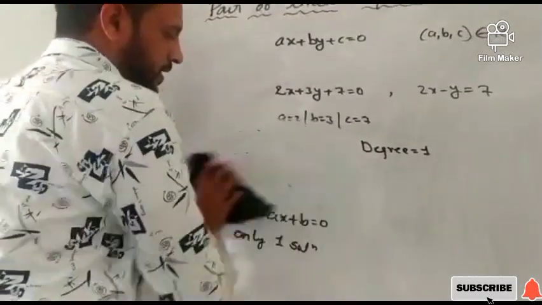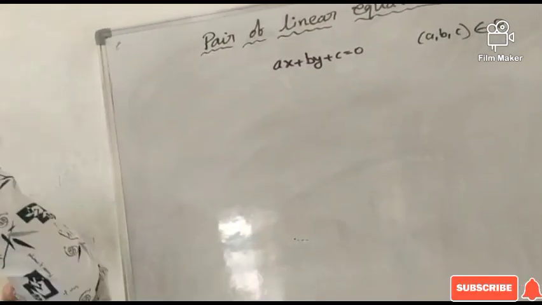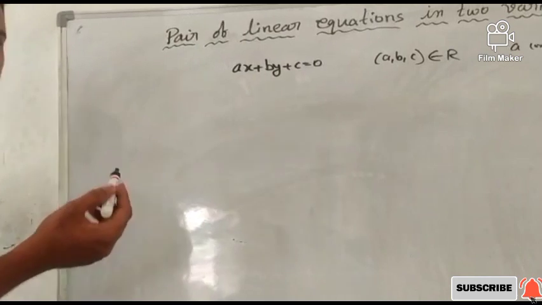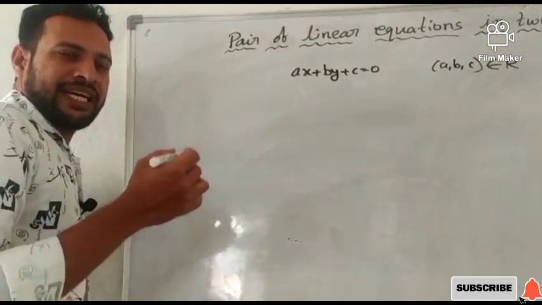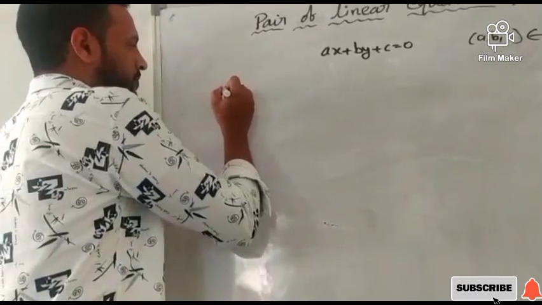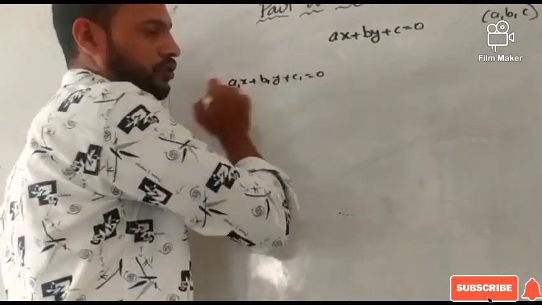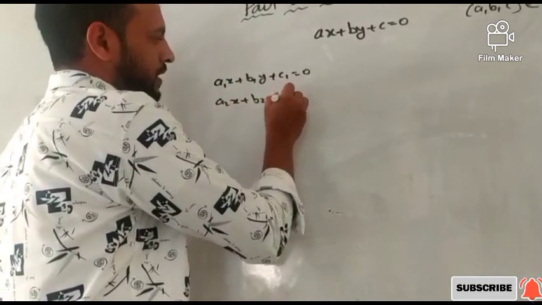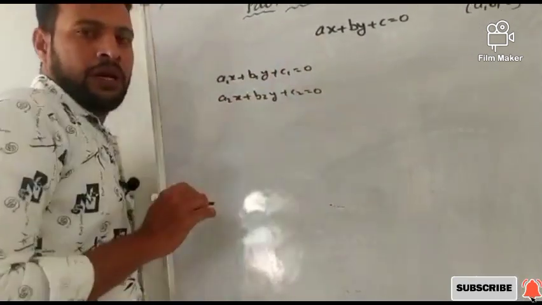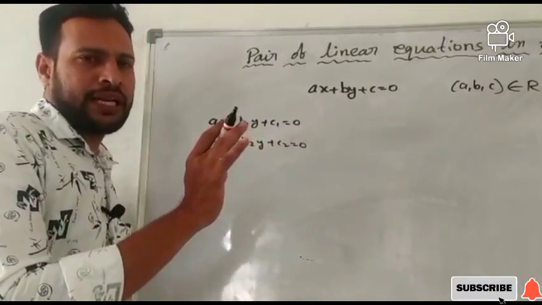Now let us consider a pair of linear equations in two variables. Let us consider two lines. A pair means two linear equations in two variables. Let a1x plus b1y plus c1 is equal to 0 be the first line, and a2x plus b2y plus c2 is equal to 0 be another line. Now see the relative positions of the two lines.